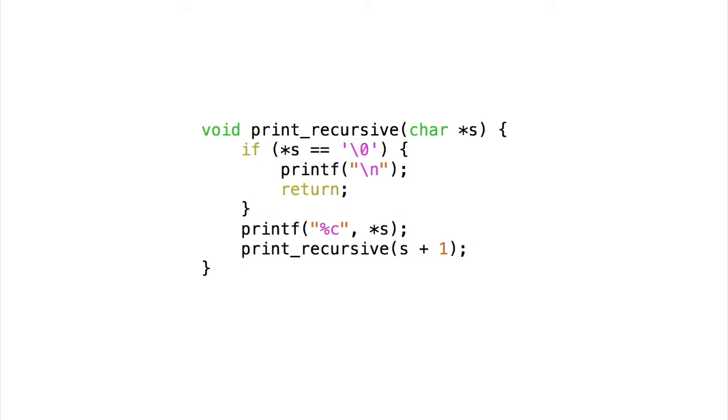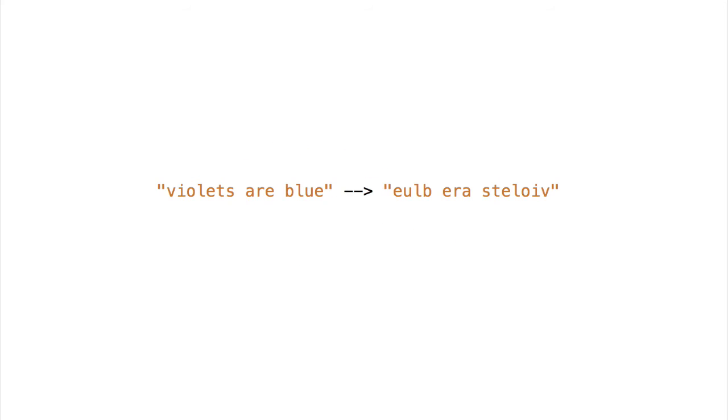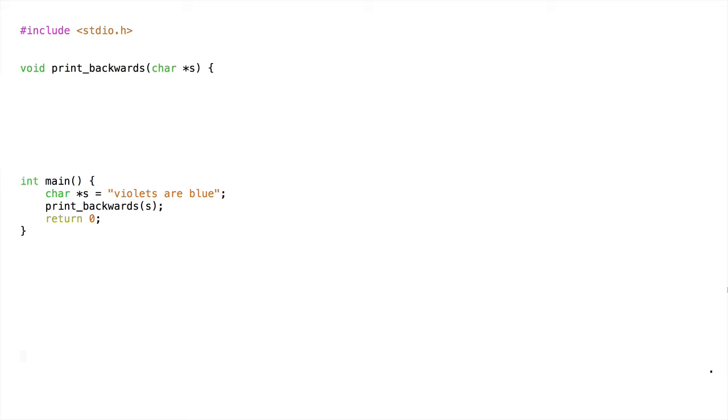Let's apply that logic to a new problem. Let's write a function that prints a string backwards. Here's a skeleton for our solution. A string is either a null character or a single character followed by a string. Let's handle these cases in turn.